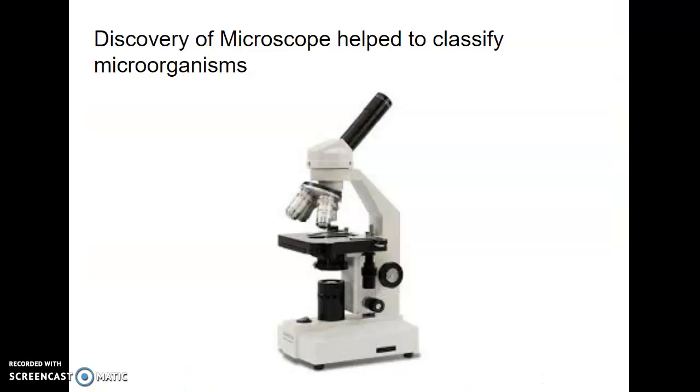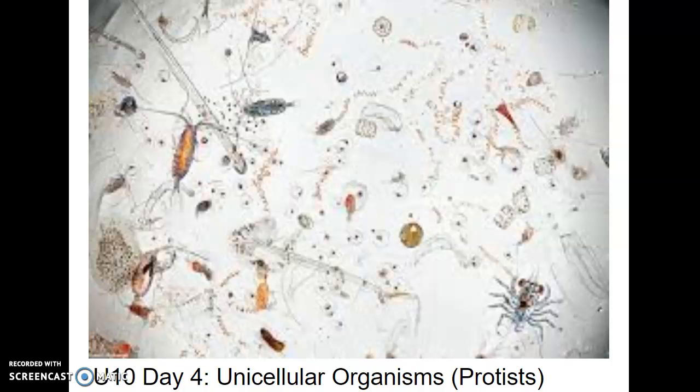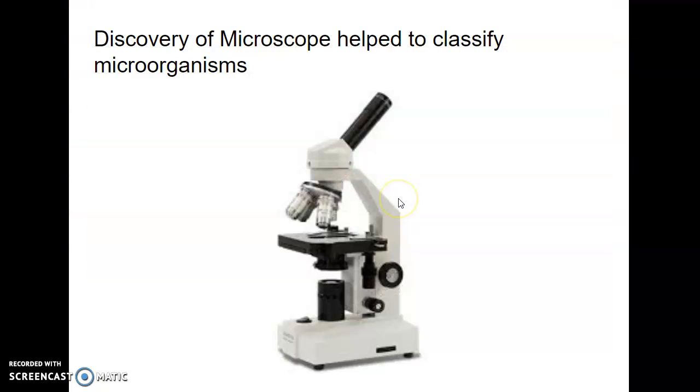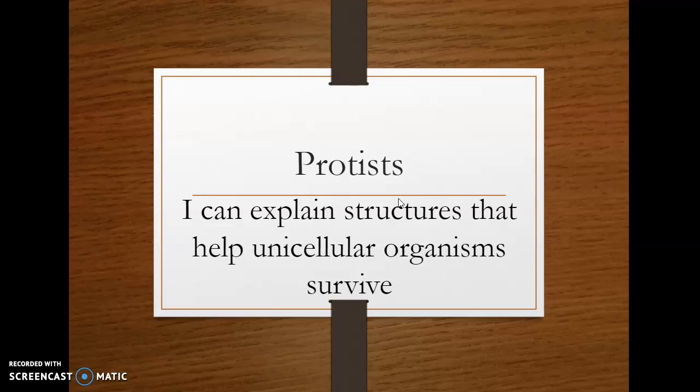But much like bacteria, these organisms weren't really found and we couldn't really classify them until much later. So the discovery of microscopes really helped to classify things that we can't see with the naked eye. We figured out that there's actually a lot more species of bacteria, a lot more species of protists out there. Now we're going to take a look at what structures have helped unicellular organisms such as these little critters survive.